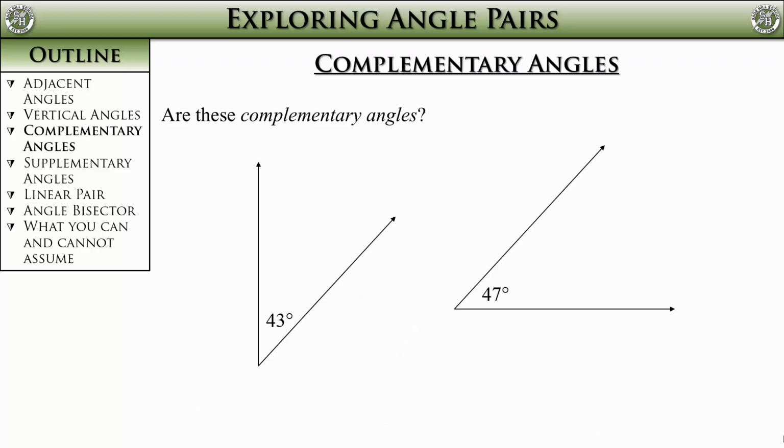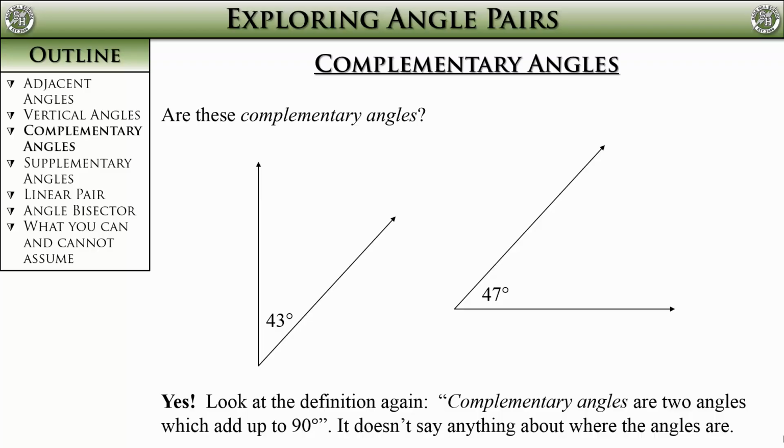So what about this? Do these count as complementary? Are you allowed to have angles not next to each other? This is okay. The definition doesn't say anything about how the two angles are situated or oriented. All it says is that there are two angles, and those two angles add up to 90 degrees, no matter where those angles are found.